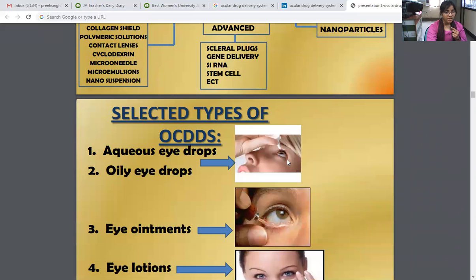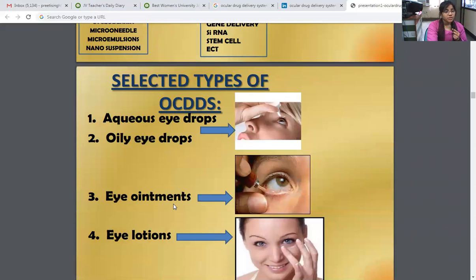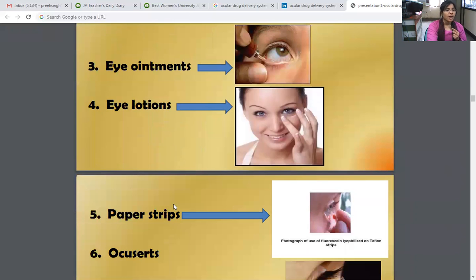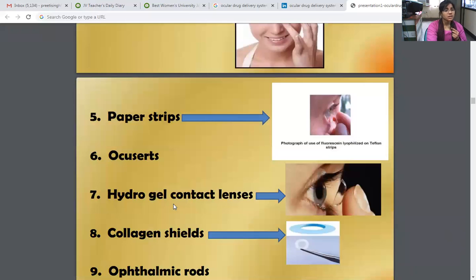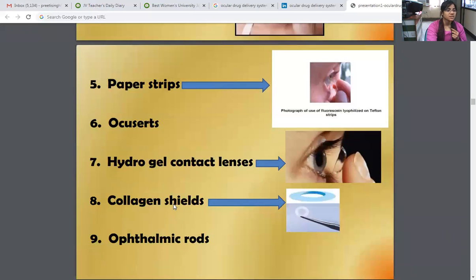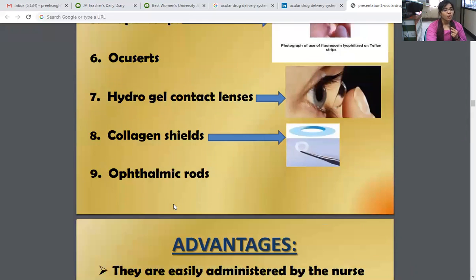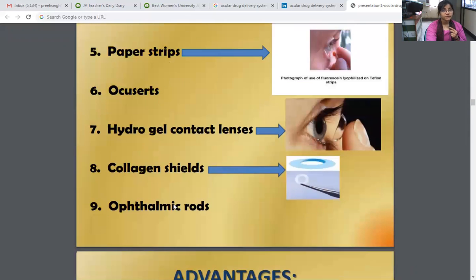The aqueous eye drops, oily eye drops, eye ointment, eye lotion, and paper strips. So the Ocusert and hydrogel contact lenses and collagen shields and ophthalmic rods. So this is the introduction of the ophthalmic drug delivery system.